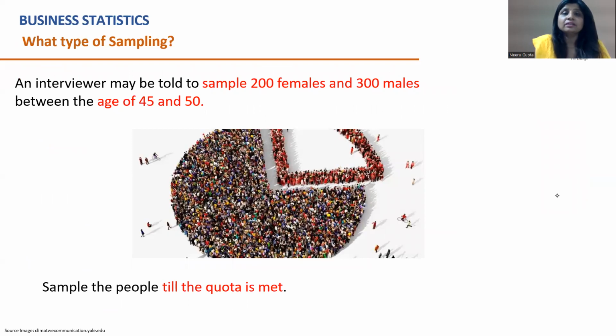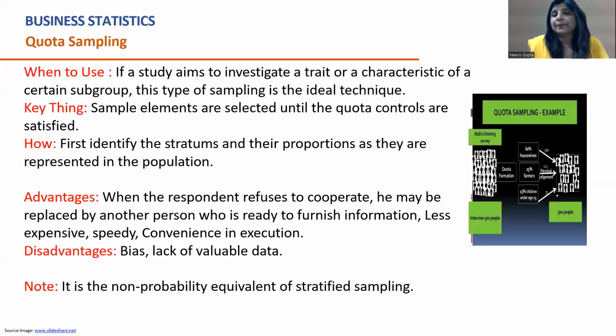Okay, see the other one. An interviewer may be told to sample 200 females and 300 males between the age of 45 and 50. Sample the people till the quota is met. As the name says, this is called quota sampling. If a study aims to investigate a trait or a characteristic of a certain subgroup, if we have to study a certain subgroup, then this sampling technique is ideal.